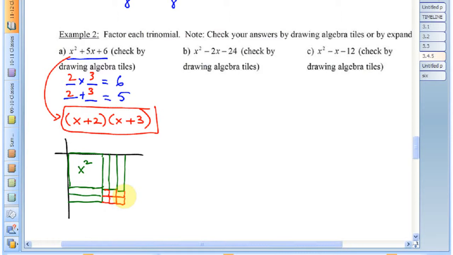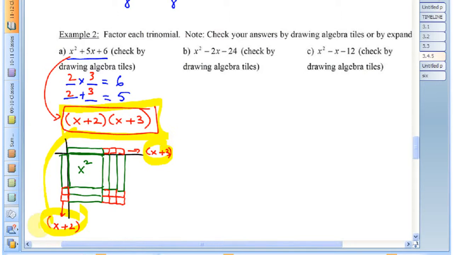Last step. What is the length and the width of this rectangle? I'll go up to the top to draw the length. It's X plus 3. Well, look at that. That's one of the factors that we just did. And how about the one vertically? There's an X and we have 2. Oh, look at that. That's just X plus 2. Look at that.